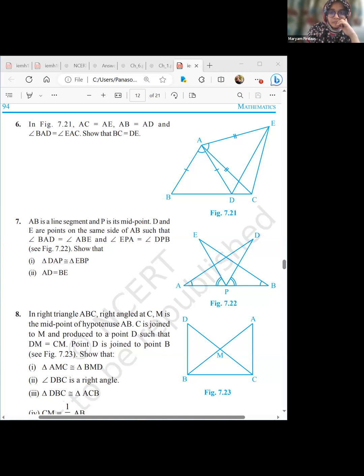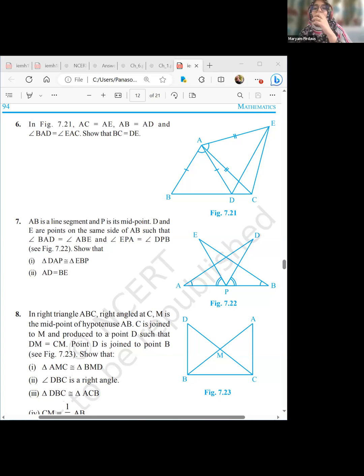D and E are points on the same side of AB, such that angle BAD equals angle ABE. So they are saying that just take two random points, D and E. They're going to be on the same side of AB. You can't have one point above AB and the other point below AB. They have to both be on the same side of AB. So one point is D over here and one point is E over here.